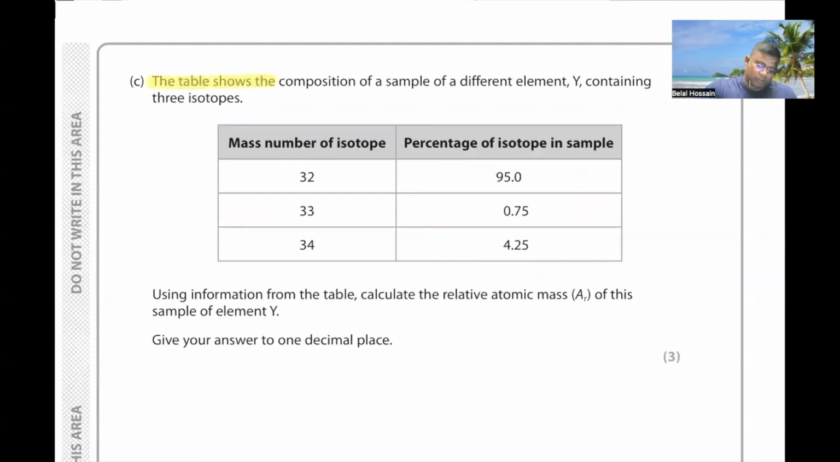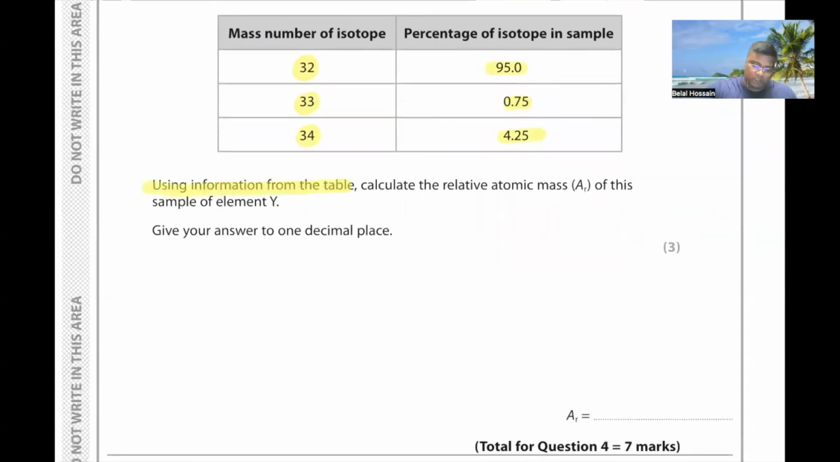Part C. The table shows the composition of a sample of different elements Y containing 3 isotopes: 32, 95, 33, 0.75, 34, 4.25. Using the information from the table, calculate the relative atomic mass AR of this sample of element Y. Give your answer to one decimal place.